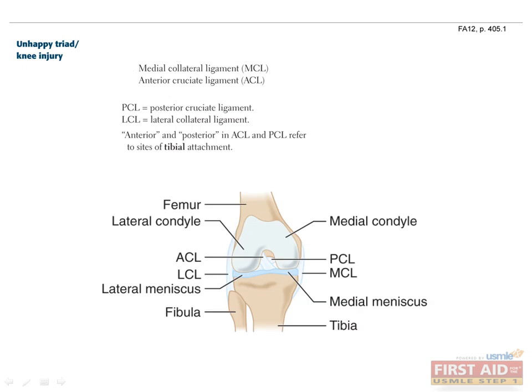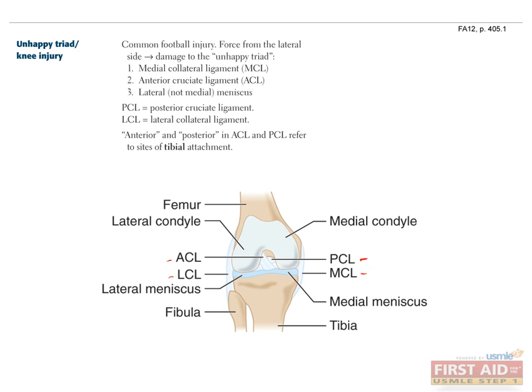First, let's review some basic anatomy. We have four ligaments, an LCL and an MCL located at the periphery of the joint, and an ACL and a PCL, which you find in the center of the joint. These denominations, A, M, P, and L, all refer to the sites of tibial as opposed to femoral attachment.